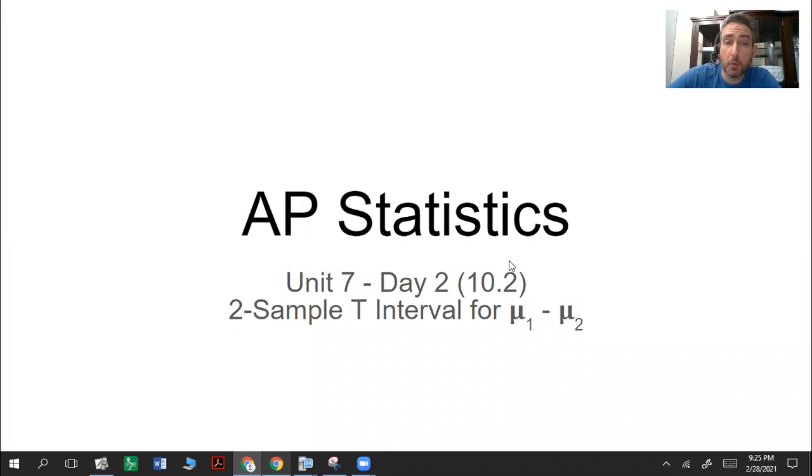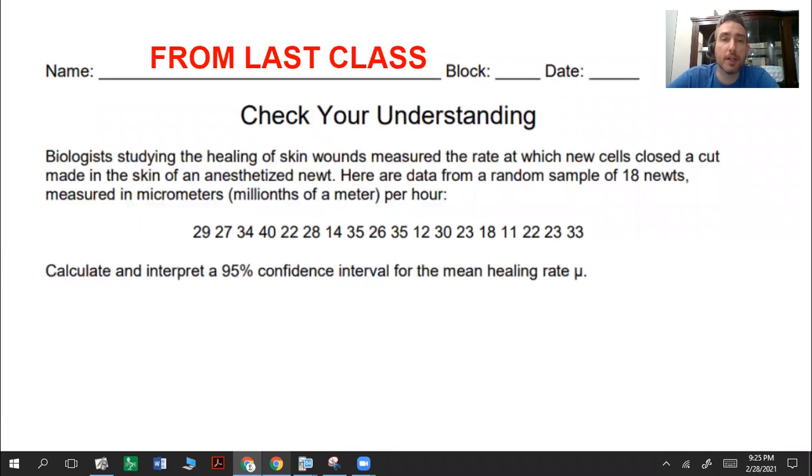Today we're going to be exploring two sample t-intervals for the difference in two means. This is section 10.2 of your textbook and in our unit 7, day 2. First, let's look at our check your understanding from last class.